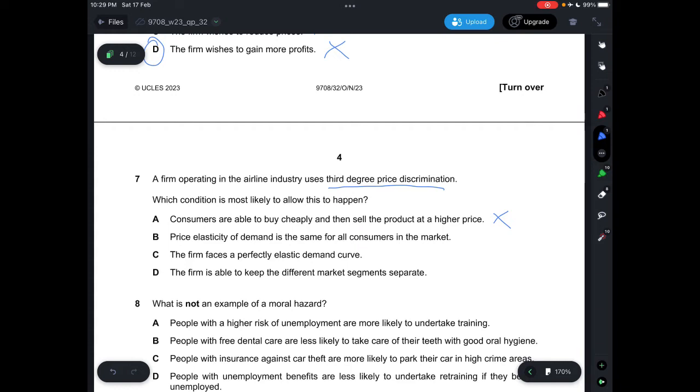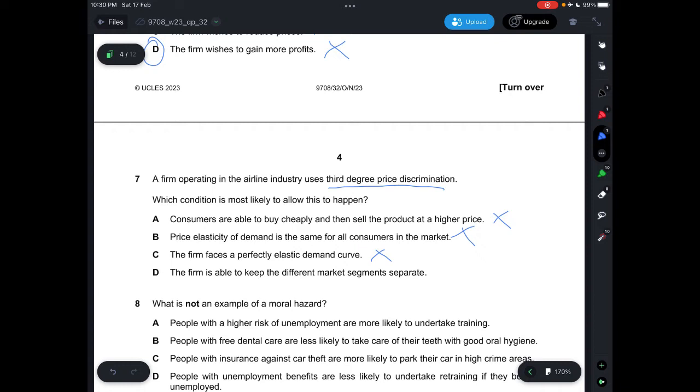B, it says price elasticity of demand is the same for all consumers in the market, which is incorrect. The price elasticity must be different for consumers in the market, because some consumers treat it as a necessity, some treat it as something that they may use or may not use often. So there may be elastic demand for them. C, it says the firm faces a perfectly elastic demand curve, which is incorrect.